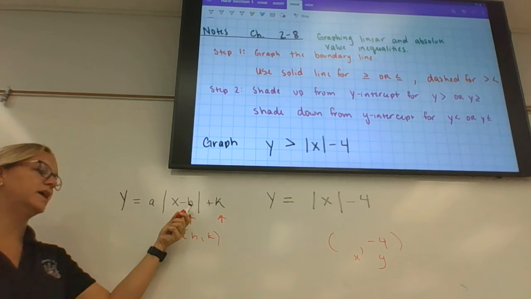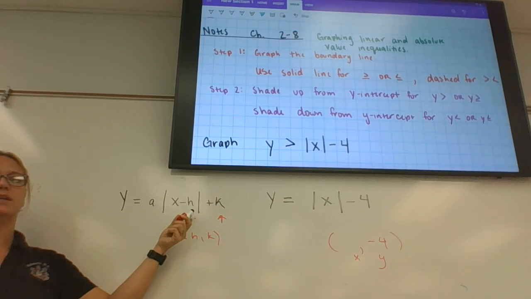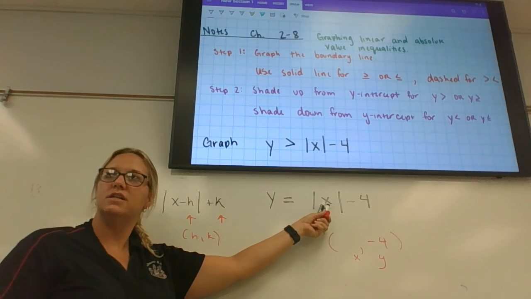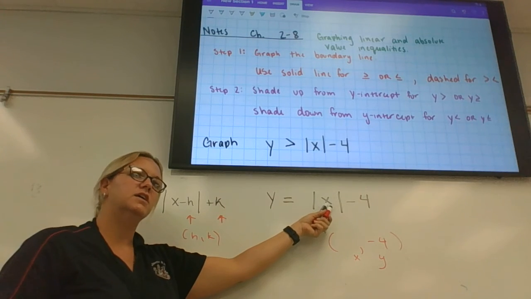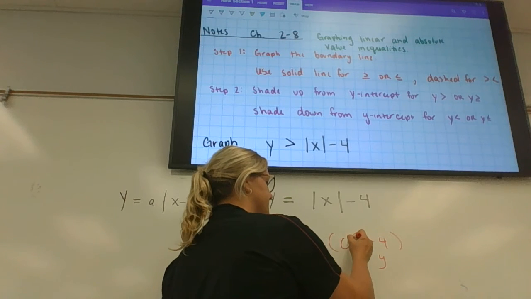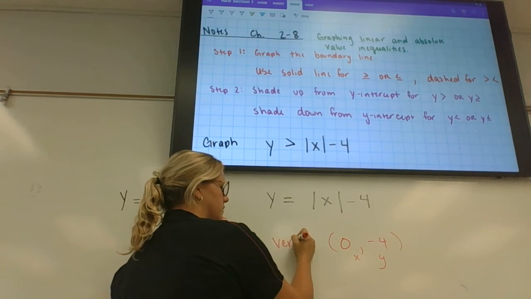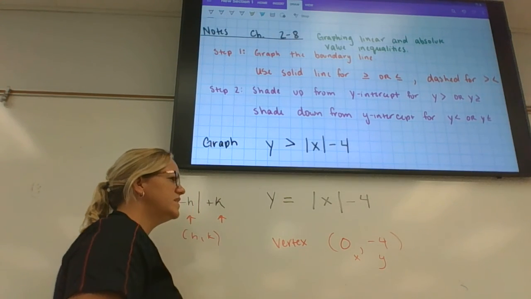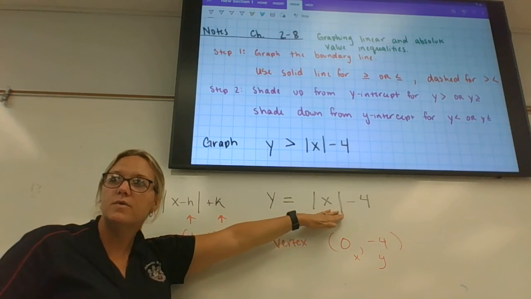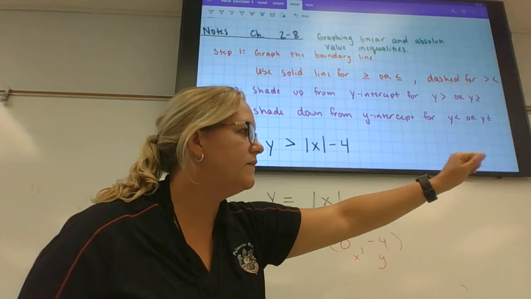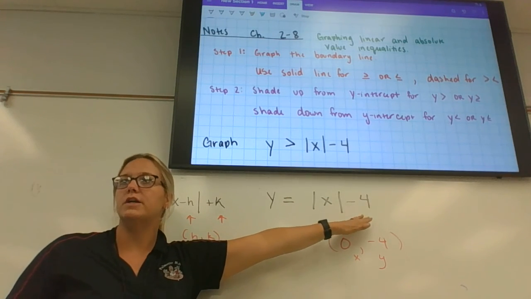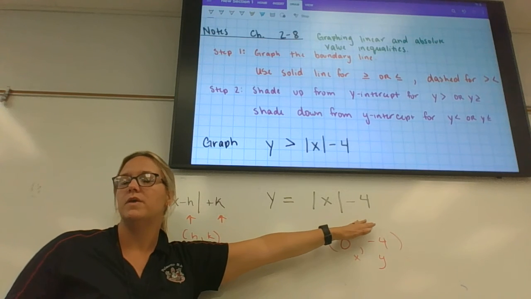What's in there in the brackets? Anything? So since there's no number, it's a 0. If I can't see anything, there's a 0 there, and mathematicians didn't bother to write it. So here's our vertex. When you see this equation, you should picture that V just moved 4 units down, right? That's a vertical translation of -4.